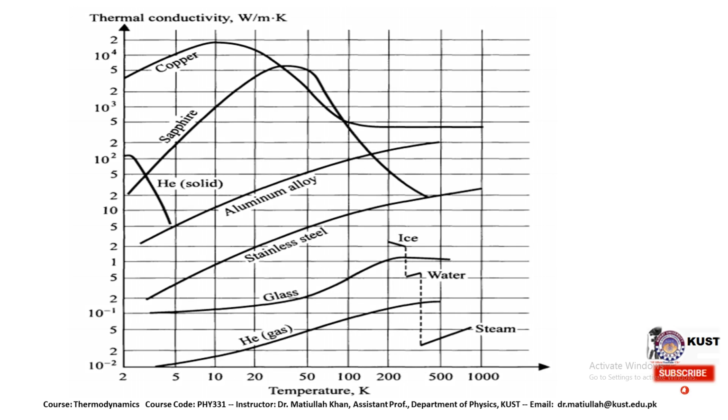Now let us compare the variation in thermal conductivity over a wide range of temperature for different materials, including some solids, gases and liquids. What will be their variation? Here on the horizontal axis we have temperature, measured in kelvin, and on the vertical axis we have thermal conductivity, measured in W per meter kelvin.